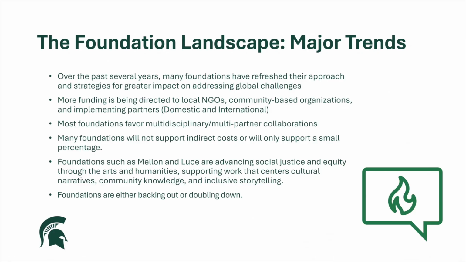Another thing that we're seeing as a major trend: some of our largest humanities and arts funders, such as Mellon and the Henry Luce Foundation, are looking to advance social justice and equity through the arts and humanities. And they support work that centers around cultural narratives, community knowledge, and inclusive storytelling. So most of the time when you're approaching funders, these are some of the flavors and themes that we're seeing as a need or a necessity that they're looking for.